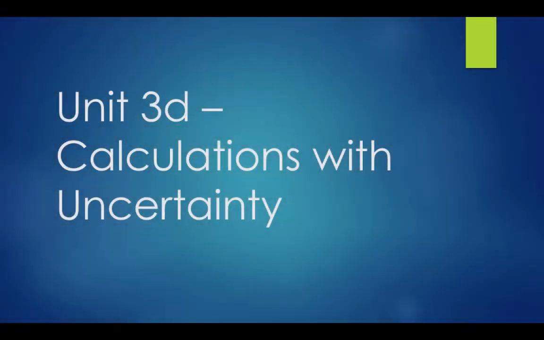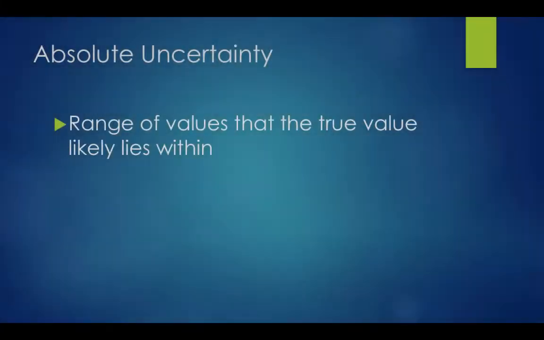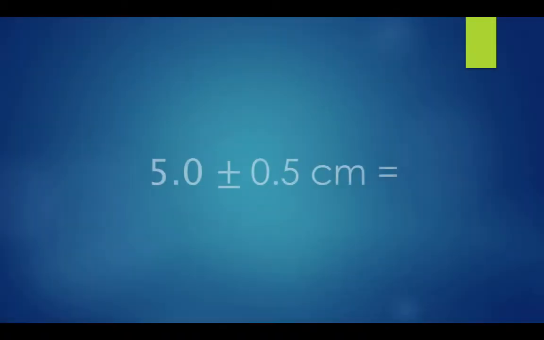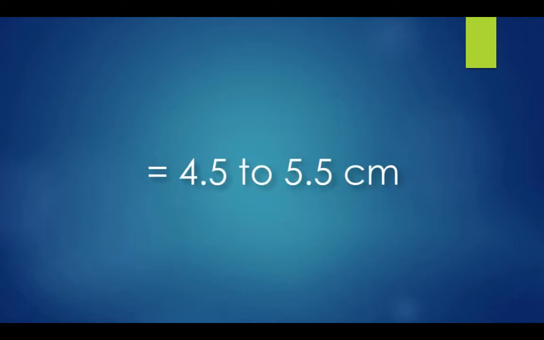Unit 3D, Calculations with Uncertainty. Recall, absolute uncertainty is the range of values that the true value likely lies within. For example, saying 5.0 plus or minus 0.5 centimeters means that the true measurement of your object lies within the range of 4.5 to 5.5 centimeters with near 100% certainty.